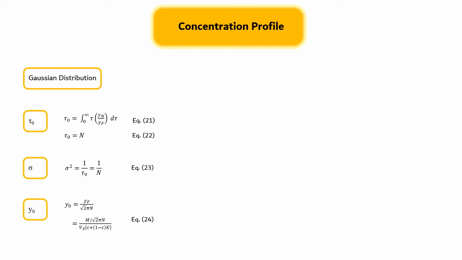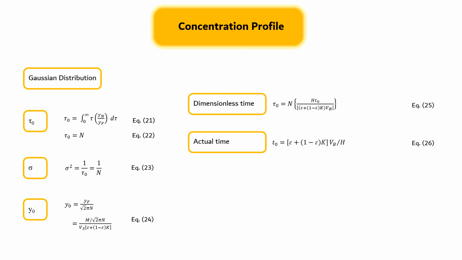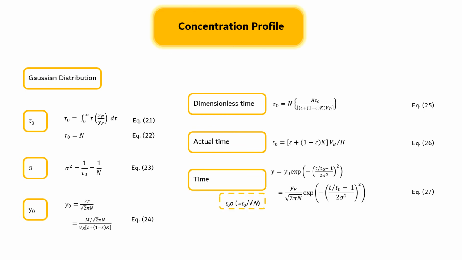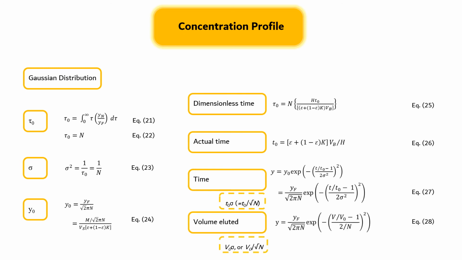The dimensionless time in equation 24 can be replaced with an actual time t, which can be expressed by equation 25, where t null is the actual time in which the peak exists, which can be calculated using equation 26. Hence, the concentration profile in terms of time and volume eluted can be calculated using equation 27 and equation 28. We can use an experimentally measured concentration profile to determine the number of stages.